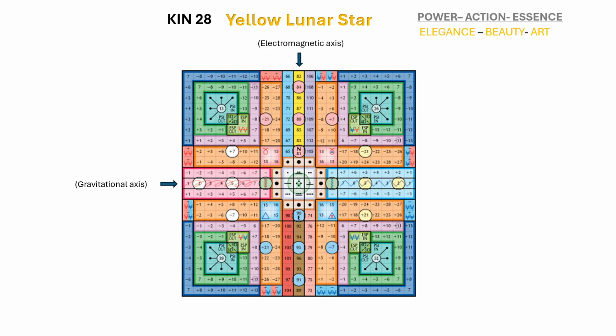Today is Kin 28, yellow lunar star, with the power of elegance, the action of beauty, and the essence of art. Time is V17H1, and is located in the second time dimension of cosmic ascension, fourth mental sphere of continuing consciousness. Now time is on the third magnitude and is activating electric bonding of external time flow of cosmic ascension.